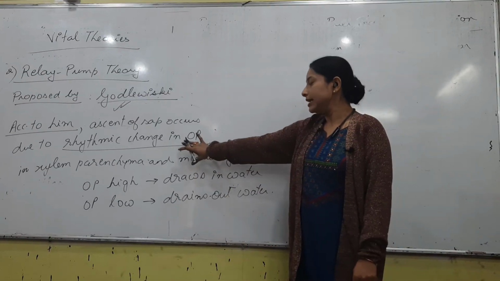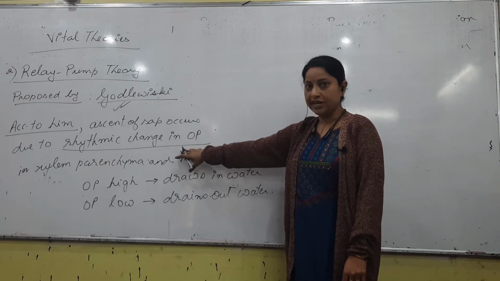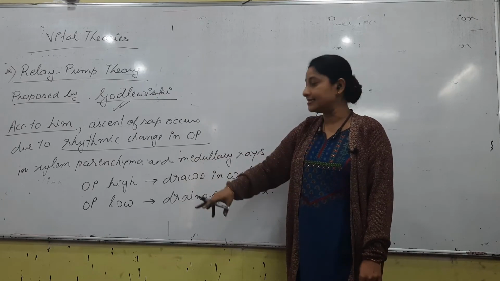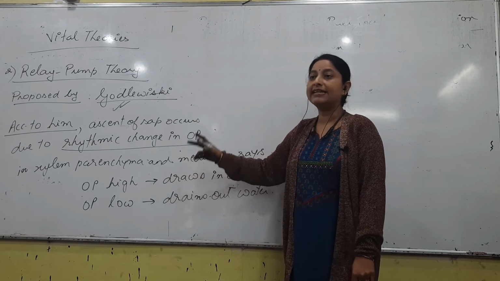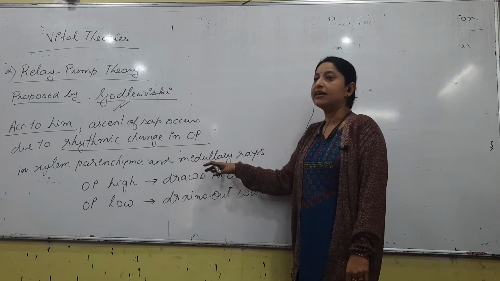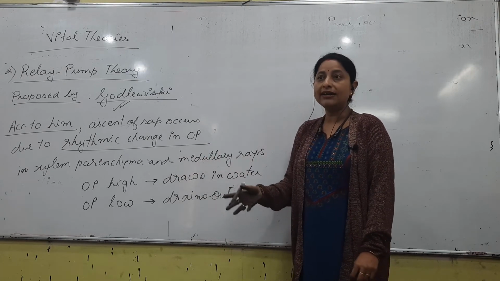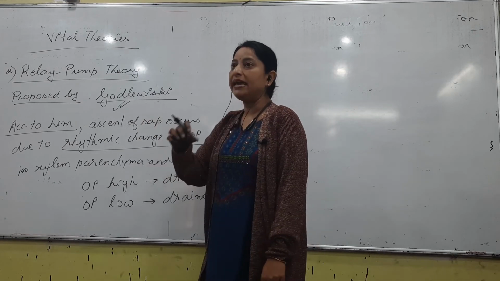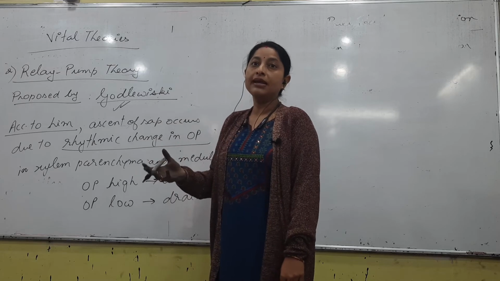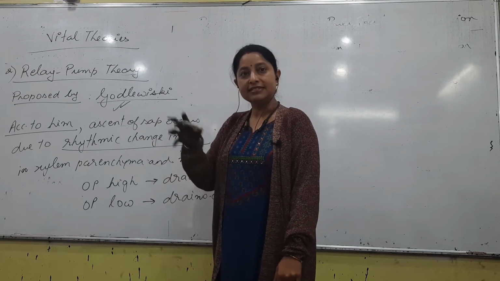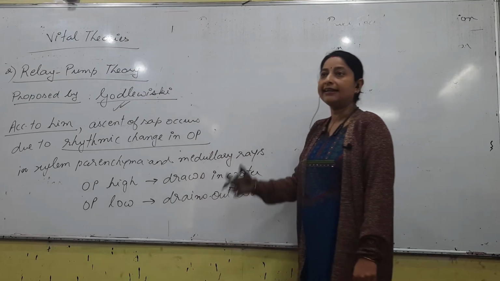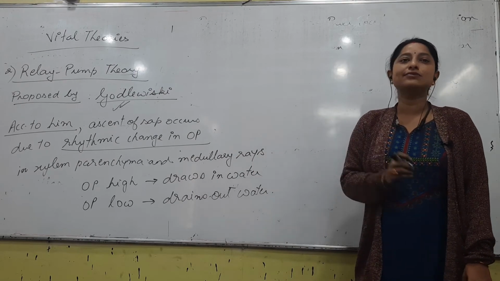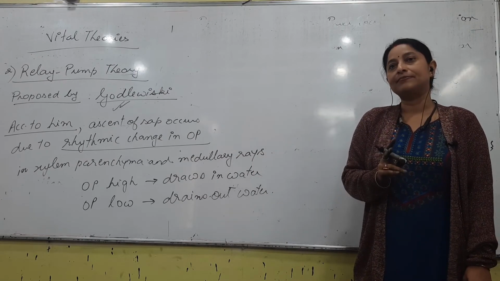So he said ascent of sap is because of change in OP in which cells? Specific two cells, that is, in xylem parenchyma and medullary rays. So what did he say causes ascent of sap? Medullary rays and xylem parenchyma, their OP will sometimes increase, sometimes decrease. If it increases, they will take in water. If it decreases, they will give out water, and as a result, the water will move from cell to cell, and ascent of sap will take place.